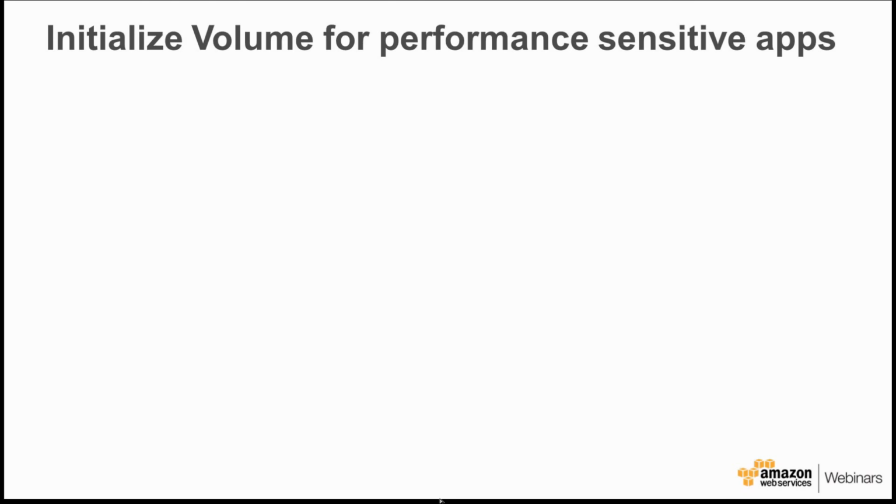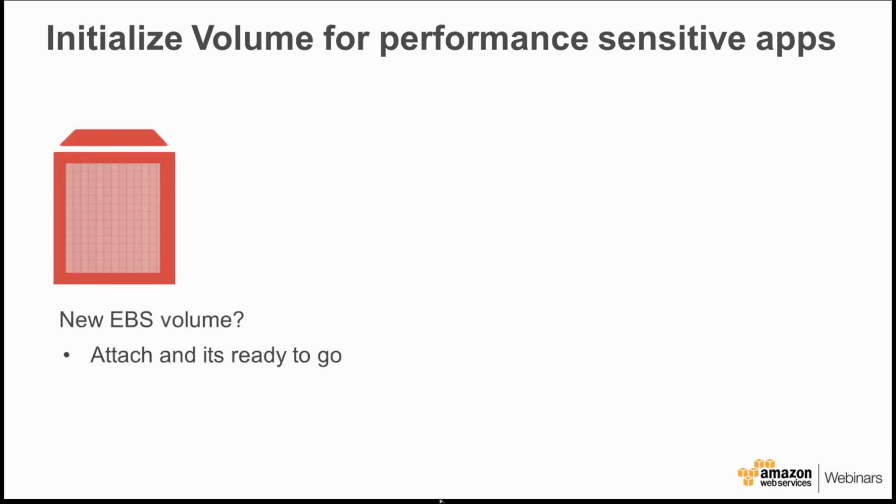Oh, jumping up a little bit. This is one performance tip I forgot to mention earlier: initialize your volumes for performance-sensitive apps. So jumping a little bit back to performance before we get back to security. If you're creating a new EBS volume, just attach it and go. It's ready to go. It's going to perform as expected. However, there is a performance difference when creating a volume from a snapshot.